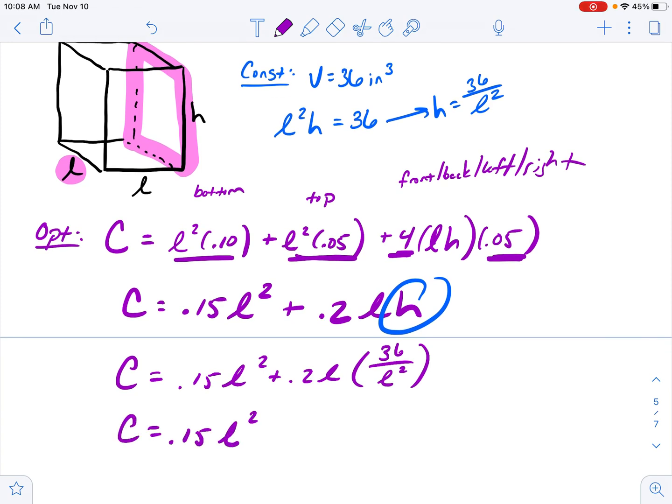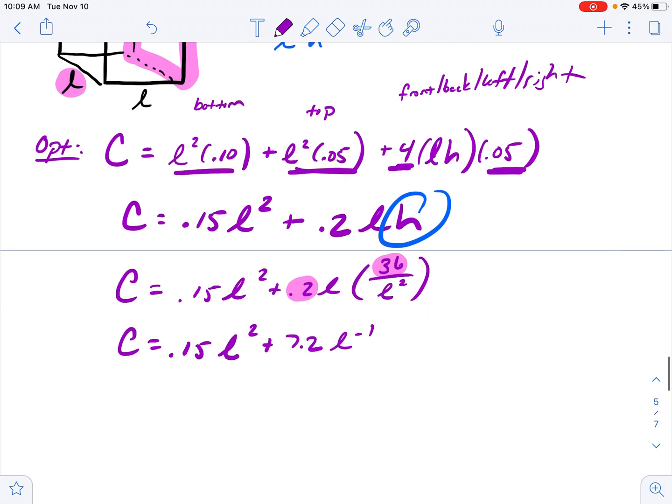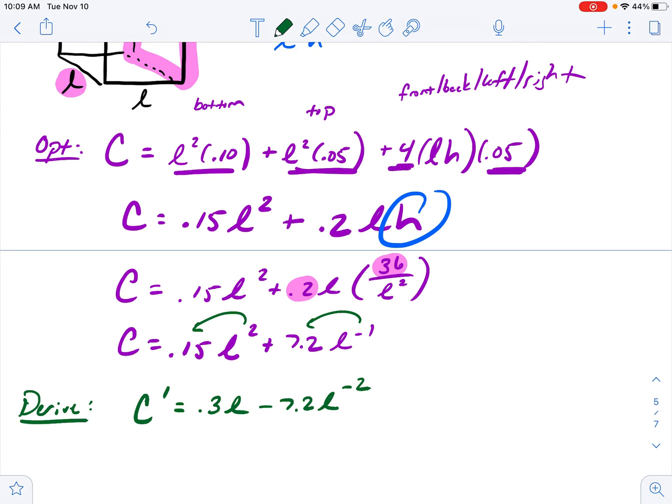And let's clean that up. Let's see, 0.2 times 36 is 7.2. And L over L squared is L to the negative first power, or 7.2 over L. Okay, but I'm going to leave it with that power so that I can take the derivative pretty easily. So now we're ready to derive. dC over dL if you want, or just C prime is fine with me. 0.3 L to the first minus 7.2 L to the negative second. There ends up being the first derivative of cost.